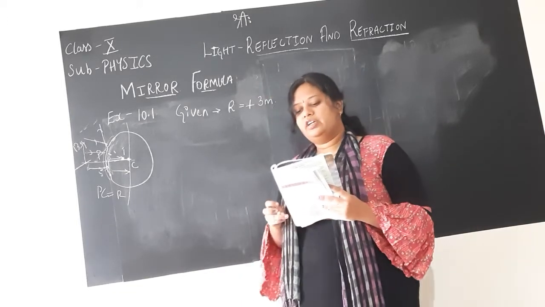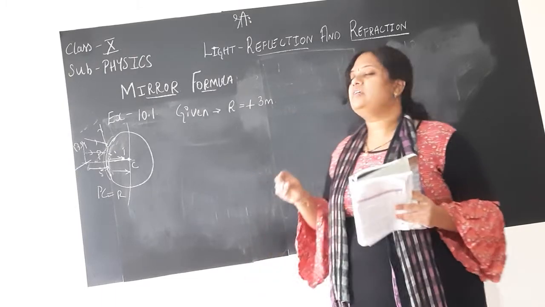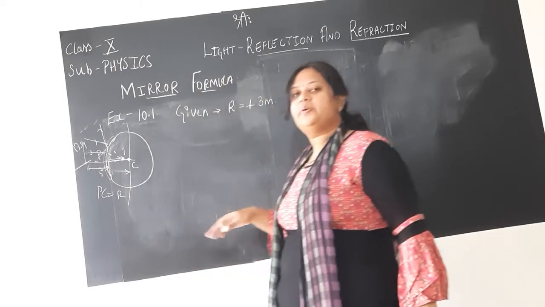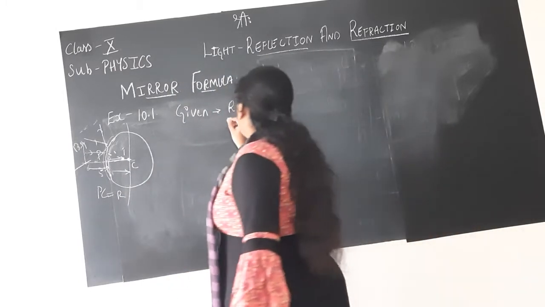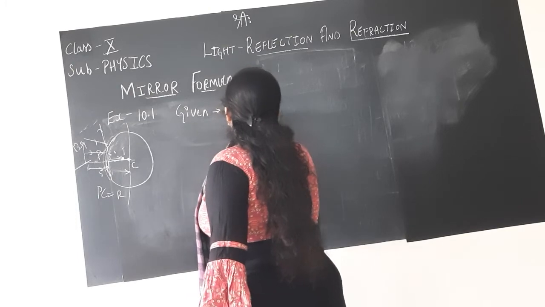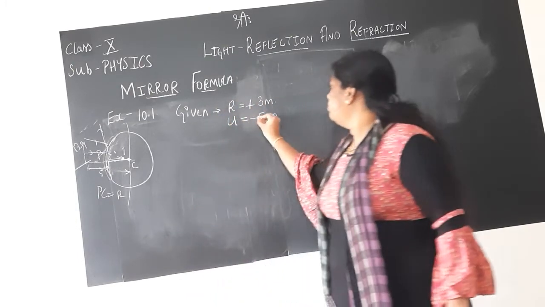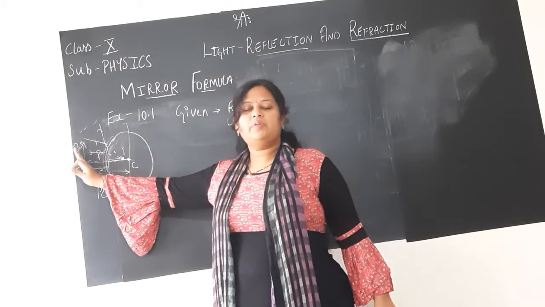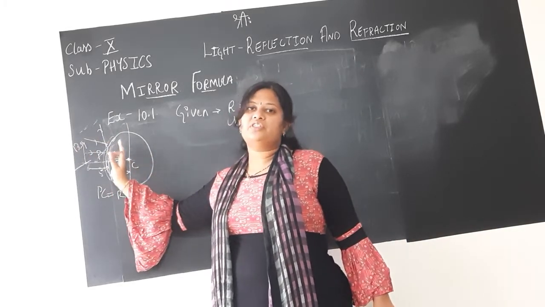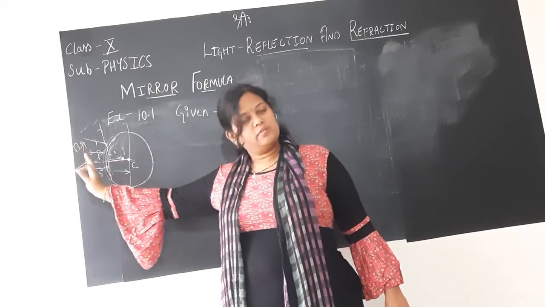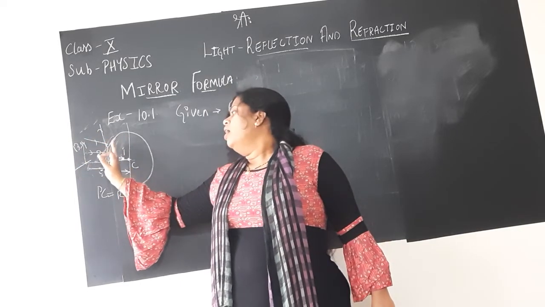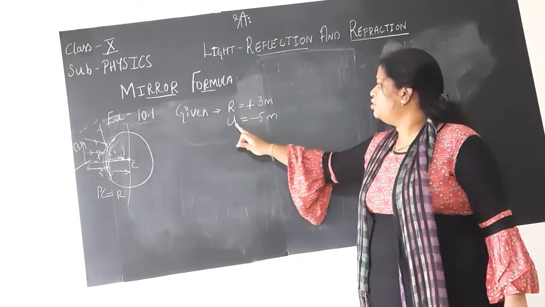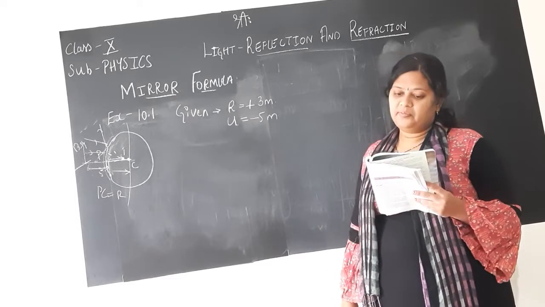Now next, if we continue with the question, if a bus is located at a distance of 5 meter, obviously the object is placed always on the left hand side irrespective of convex or concave. So object distance u we know, which is 5 meter, and obviously I will put negative sign. Object is always placed on left hand side, and according to sign convention, pole to object distance is object distance u, and it is taken as negative since it is on the left hand side of the mirror. So u is minus 5 meter.